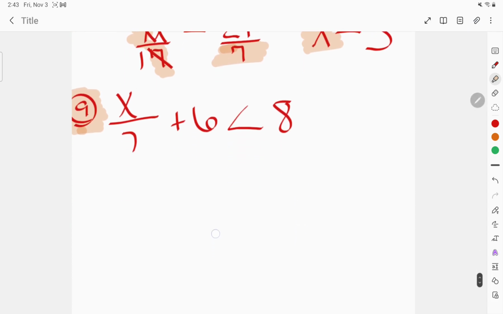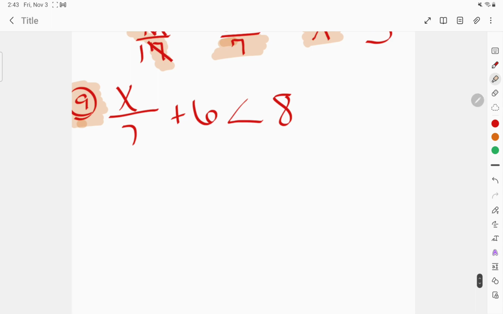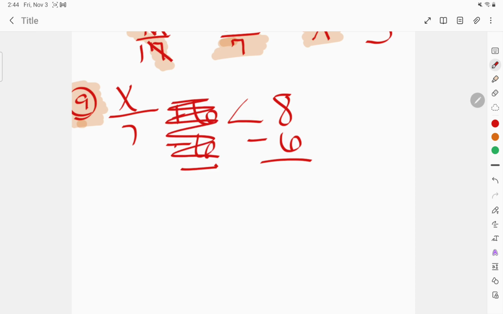All right, so the last one is number 9. Here's another one that we're doing a fraction with. So when I minus 6, I have positive 6 minus 6 is 0, leaving me with x divided by 7 on the left side. Bring down my greater than sign. And it's going to be greater than 8 minus 6 is 2.